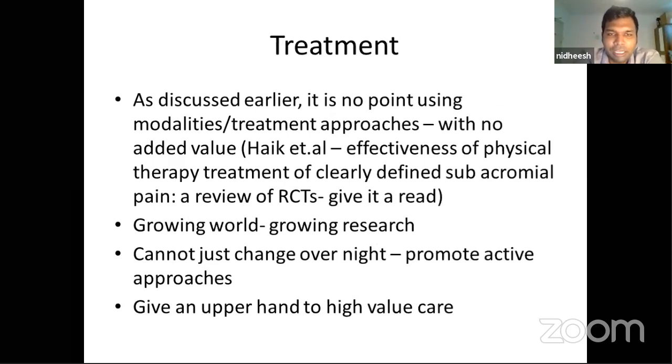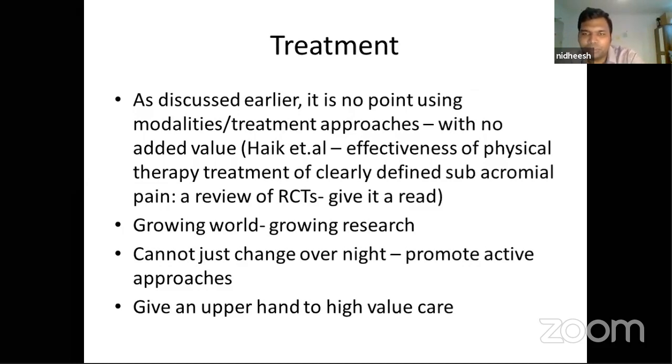And treatment, as we have discussed earlier, it's no point using modalities and fancy treatments when they're not adding any value. If the patient has expectations, to satisfy patient expectations, you can do a bit of it, but you should always explain to the patient what really is happening with these methods of treatment and how effective they are, if they can really change things for the patient or not, or if they're giving the placebo effect.